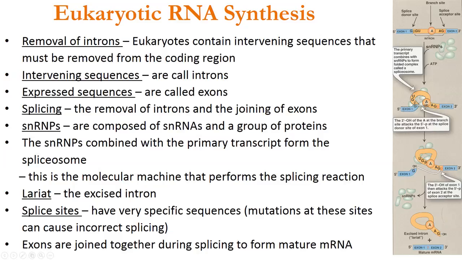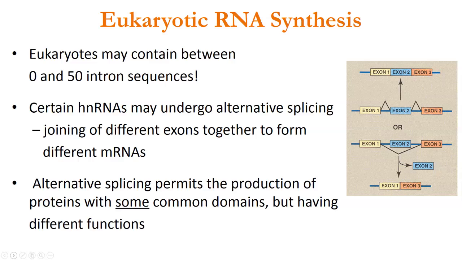Now, these splice sites have very specific sequences, we're not going to look at the specific sequences, but they are specific sequences that say this is a splice site. What that means is if you have a mutation in one of those, you can get incorrect splicing. So there's another type of mutation that we'll eventually see some diseases that have that. Then the exons can be joined together.